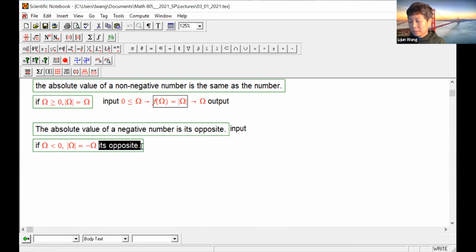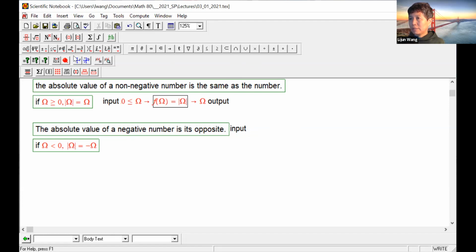That's how we express the opposite of omega. Omega itself is negative. The absolute value of omega is the opposite of omega itself. I know it's a little bit difficult to understand this, and last time we had some questions, but I hope you guys will get it this time, but please feel free to ask questions.